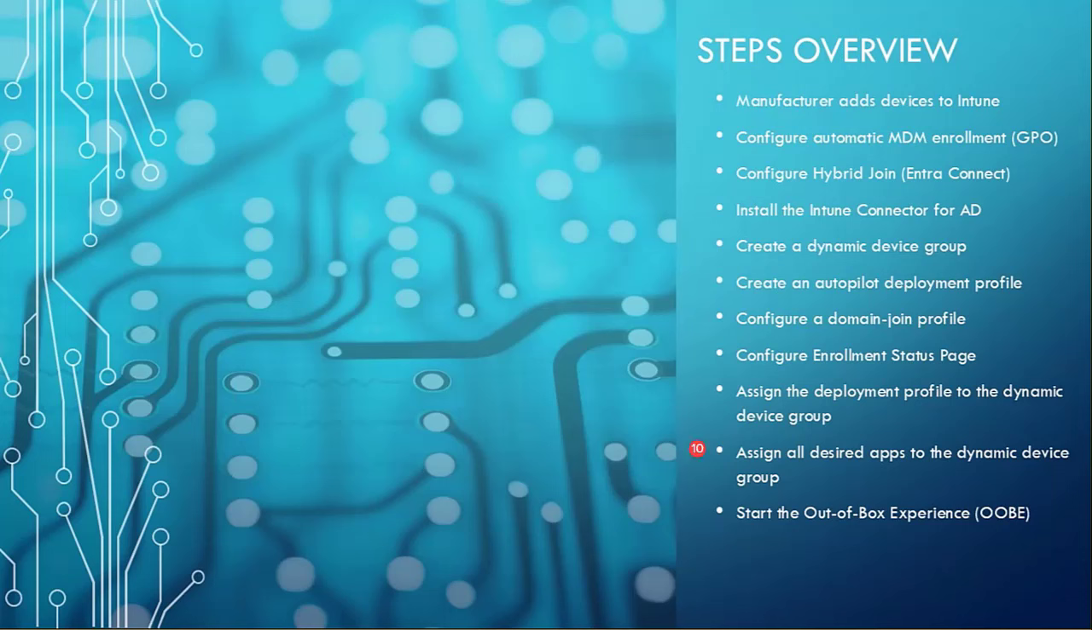This next to last step is a little tricky. From my experience, most apps can be assigned to the Autopilot deployment process. But some apps, especially those that have UAC prompts that are necessary, cannot be deployed through the Autopilot process. So it really depends on the applications that you're trying to install.